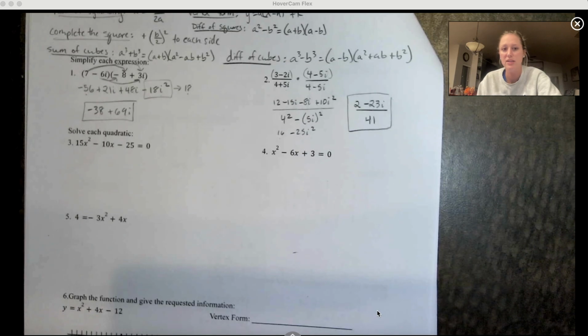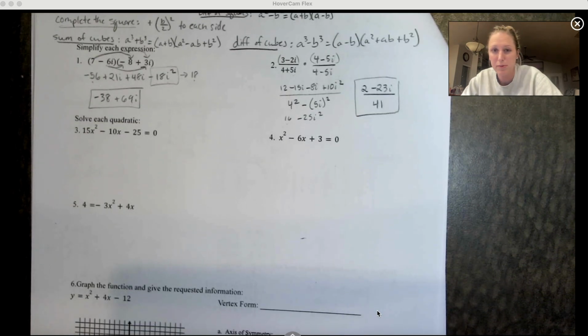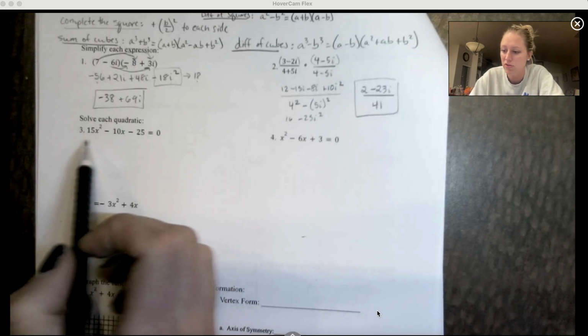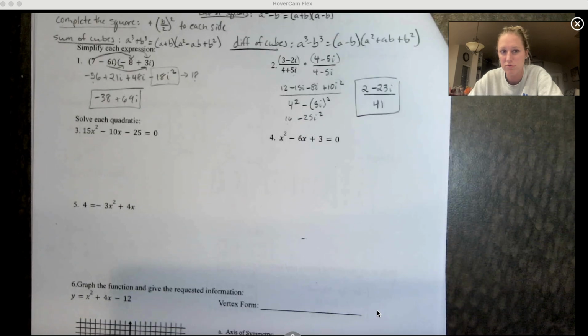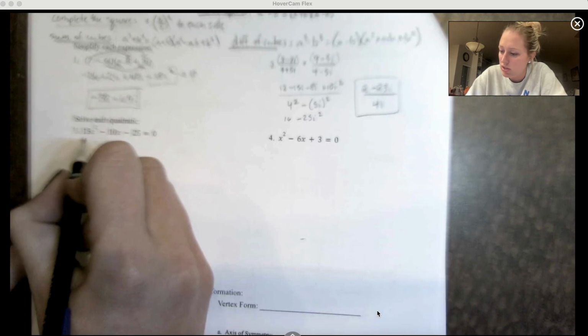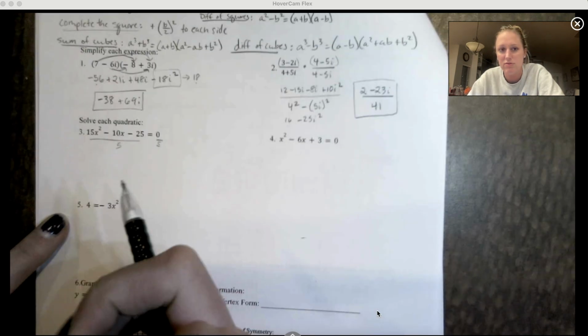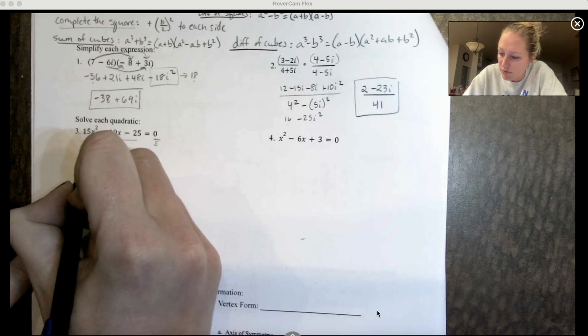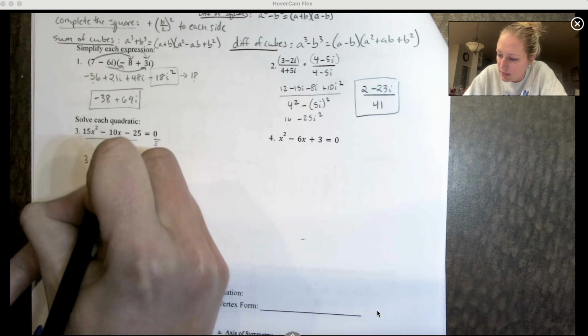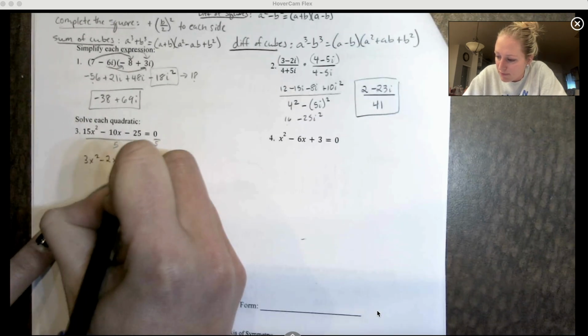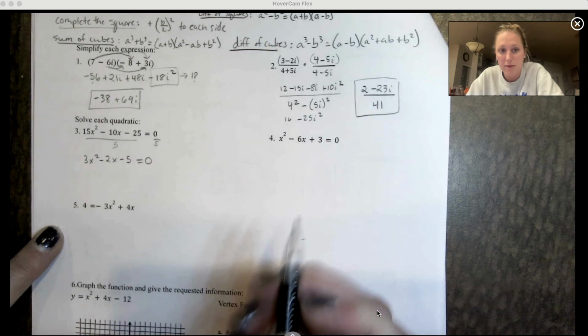Okay. Next piece was a lot of solving. Remember, we have 3 different methods of solving. We have solve by factoring, solve by completing the square, solve by quadratic formula. So I'm going to do one of each so we can see that. So this one, I'm recognizing I can factor a 5 out of everything. So I'm actually just going to divide everything by 5. We're trying to get x by itself, so getting rid of the 5 right now is fine. So I now have 3x squared minus 2x minus 5 equals 0.